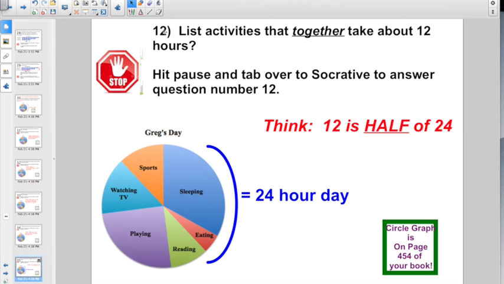And one more here. Question number 12. List activities that together take about 12 hours. So again, this whole circle represents a 24-hour day. The hint I'm handing out to you is 12 is half of 24. So take a look at where you see half of the circle. Hit pause, tab over to Socrative to answer question number 12.